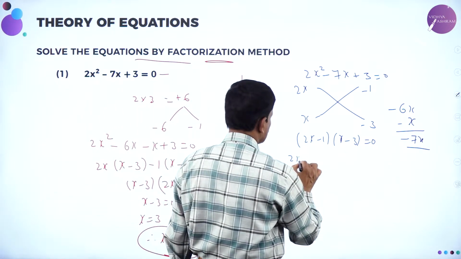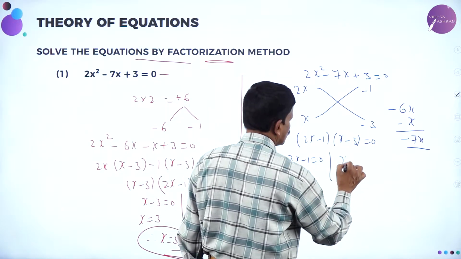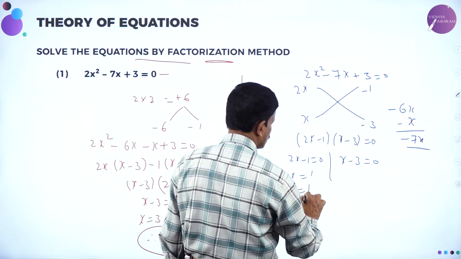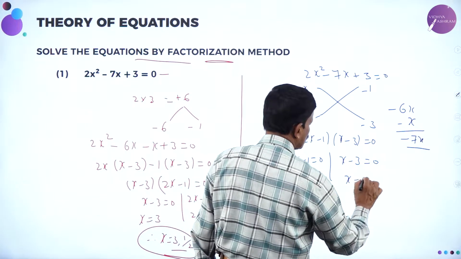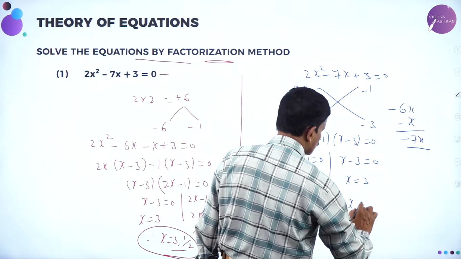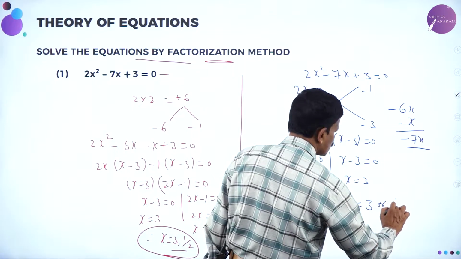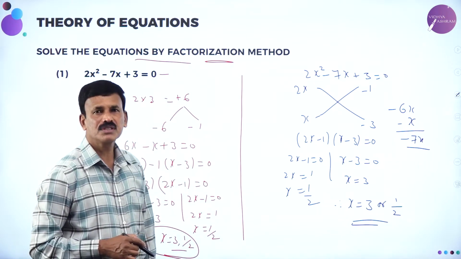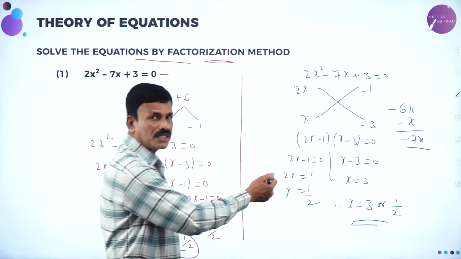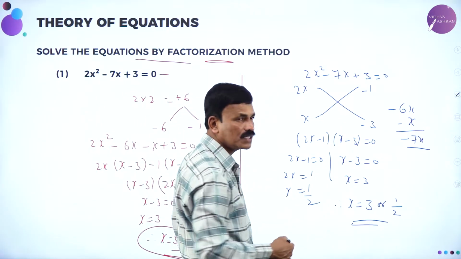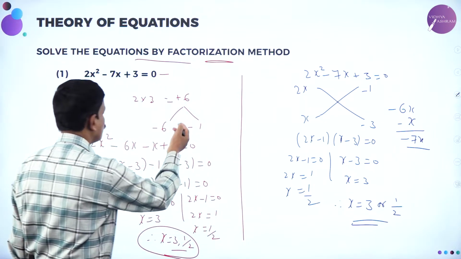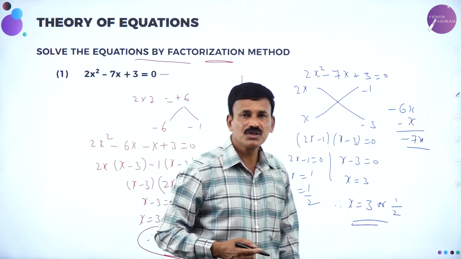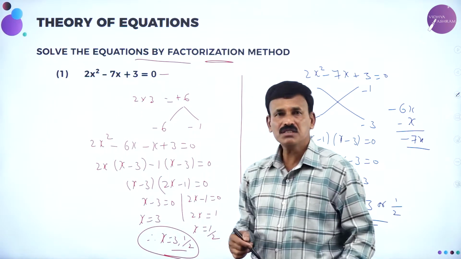So 2x minus 1 is equal to 0 or x minus 3 is equal to 0, 2x is equal to 1, x is equal to 1 by 2 or x is equal to 3. So therefore the roots are x is equal to 3 or x is equal to 1 by 2. That's it. 3 or 1 by 2 are the roots of the quadratic. So this is by the method of cross multiplication. So here the factors can be multiplied like this. Okay, this is how we are going to solve using the factorization method.